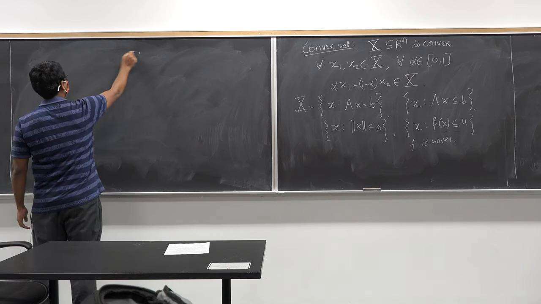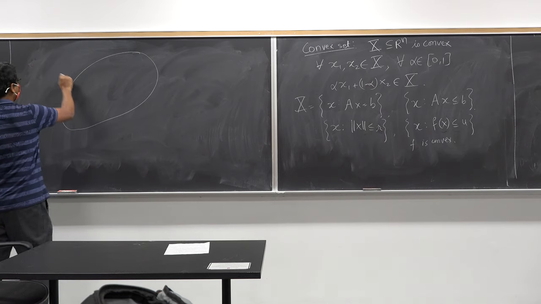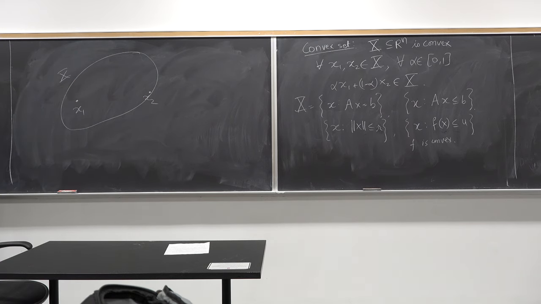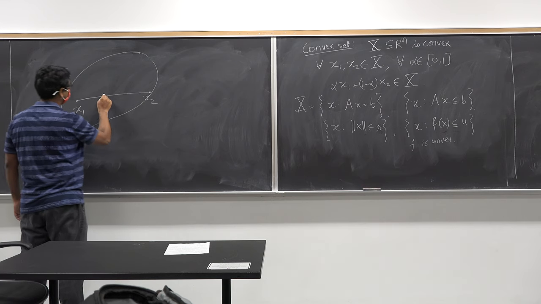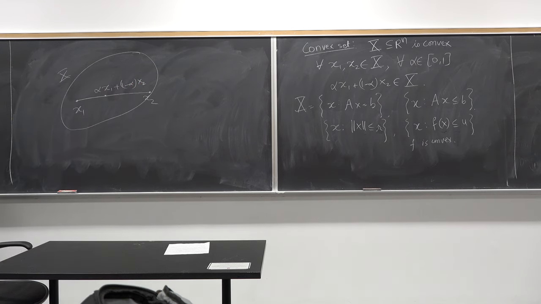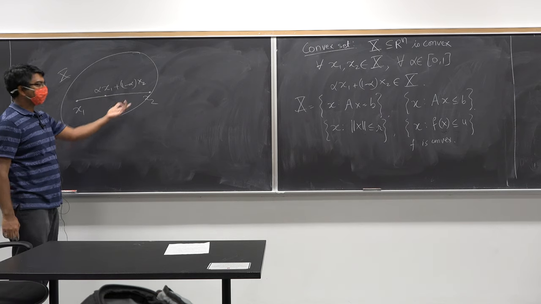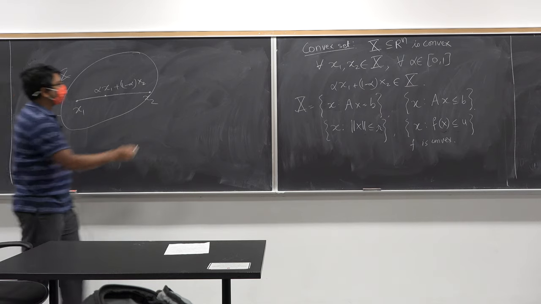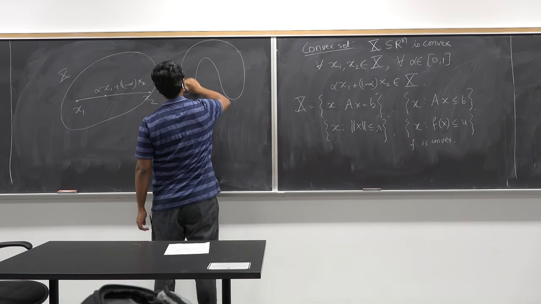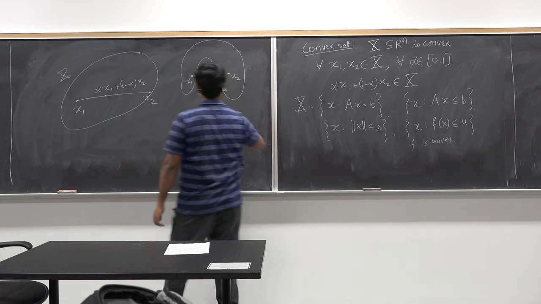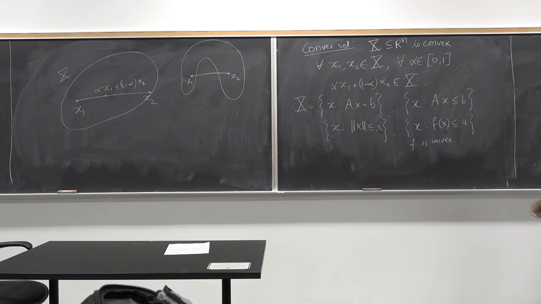Pictorially, here is a way to understand a convex set. So this is a set capital X. I pick any two points, x1, x2, and I draw a line segment. So every point on this line segment is alpha x1 plus 1 minus alpha x2. And this entire line segment must lie within the set capital X. That's what it means for the set to be convex. So if you look at a set which looks like this, I pick two points, x1, x2, I draw the line segment. Because the line segment goes out of the set, it's not a convex set.